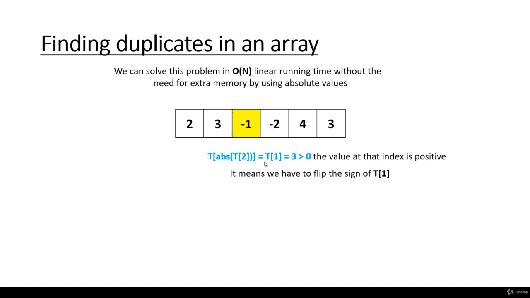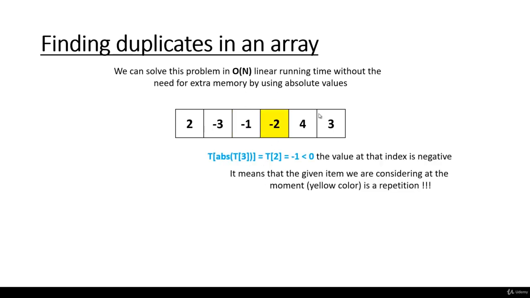Okay, in the next iteration we have to consider the next item. So again, we have to check whether this entity is positive or negative. What's extremely important is that we have to use the absolute value. So the item at index 2 is going to be -1, but we have to use the absolute value. That's why it is going to be +1. The item with index 1 is +3, which is a positive number. So again, we just have to flip the sign.